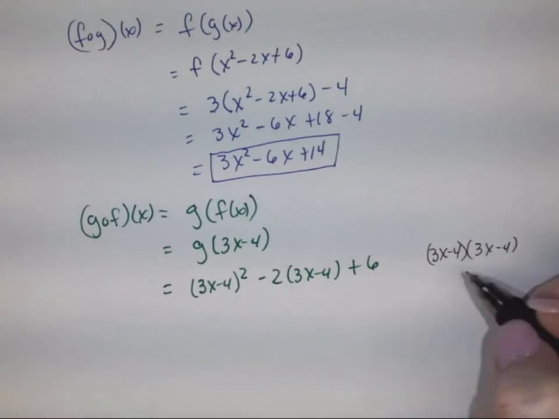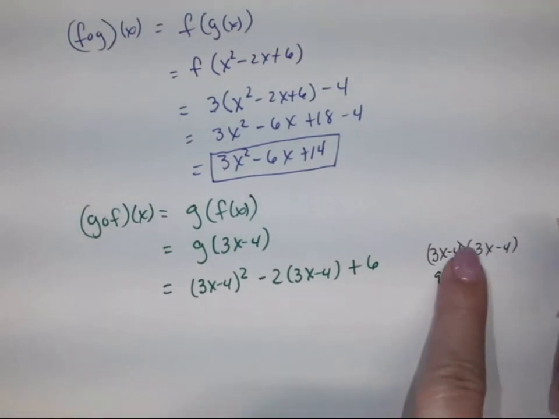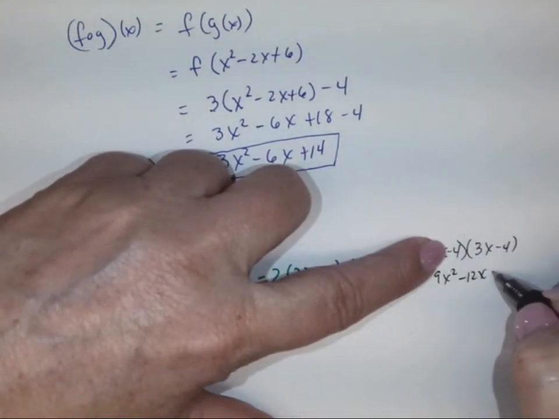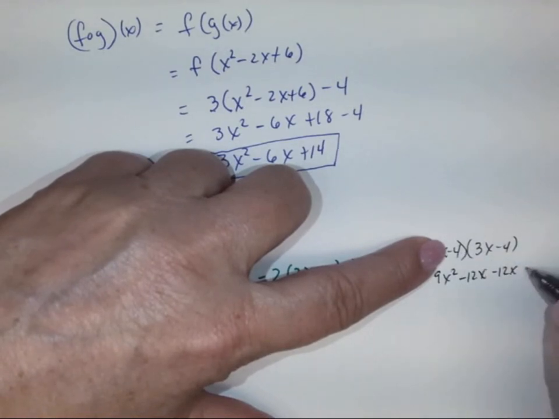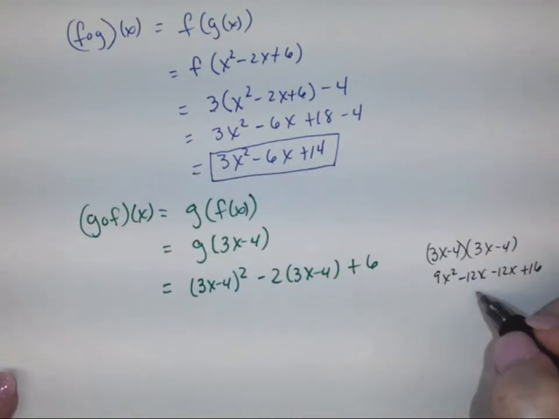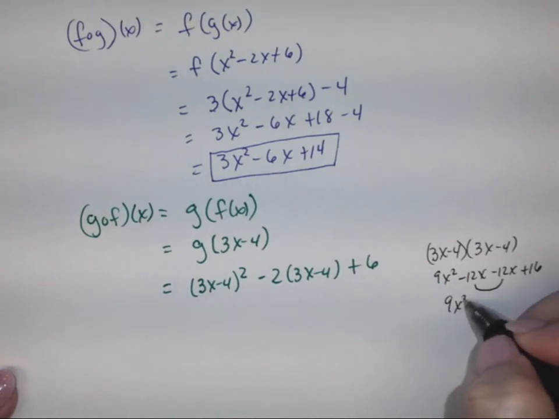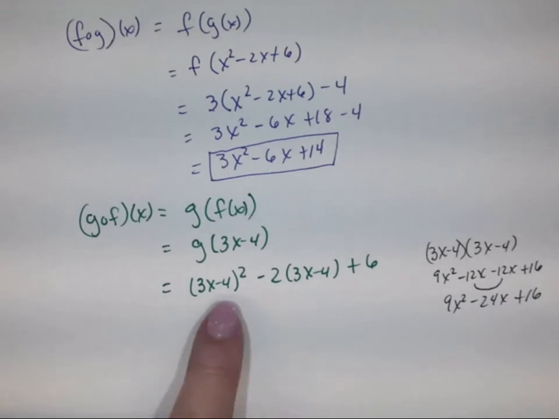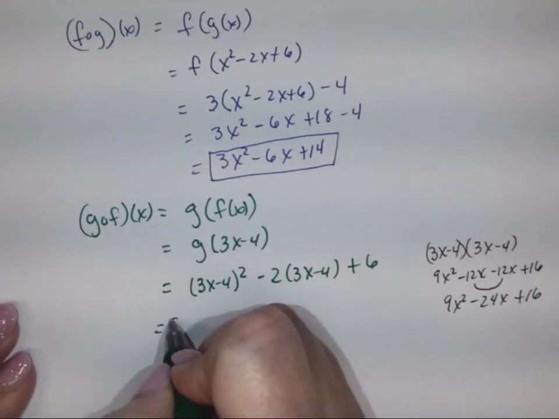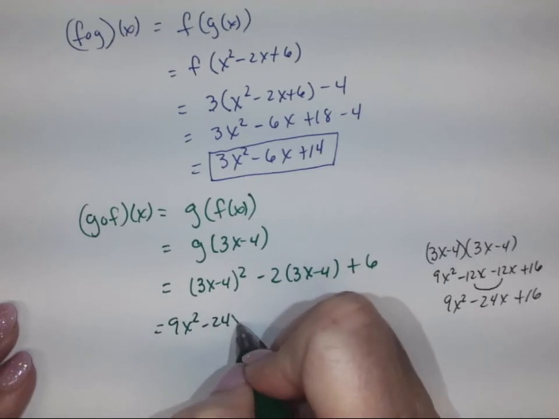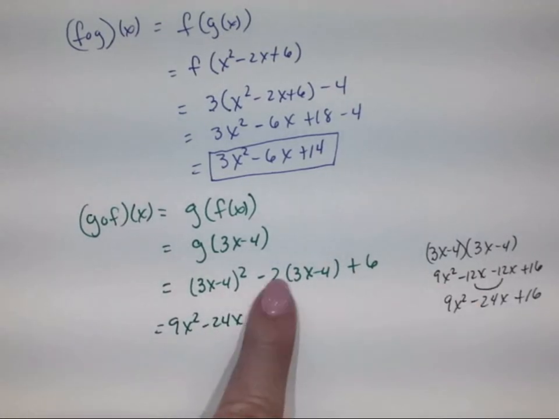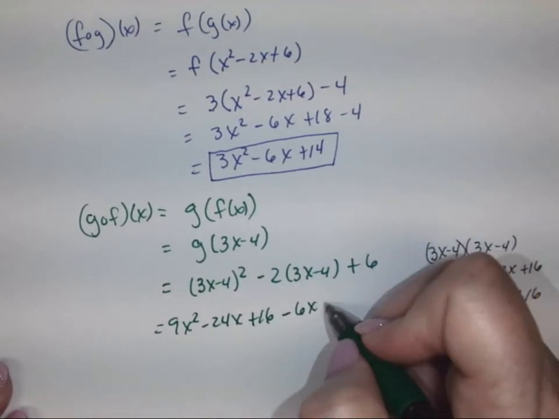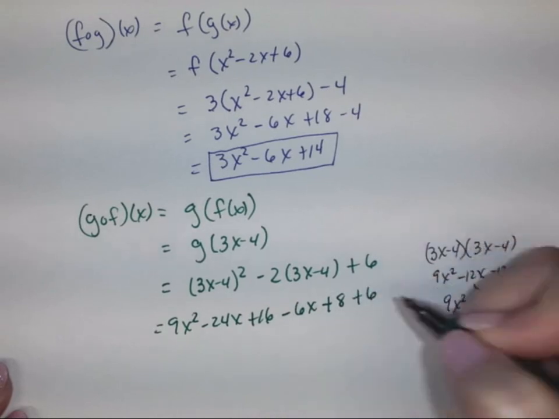I will get 3x times 3x is 9x squared. 3x times negative 4 is minus 12x. Negative 4 times 3x is minus 12x. And negative 4 times negative 4 is positive 16. Combining those middle terms, I get 9x squared minus 24x plus 16. So replacing that in here, I would have 9x squared minus 24x plus 16. Negative 2 times 3x will get us negative 6x. Negative 2 times negative 4 is positive 8 plus 6.